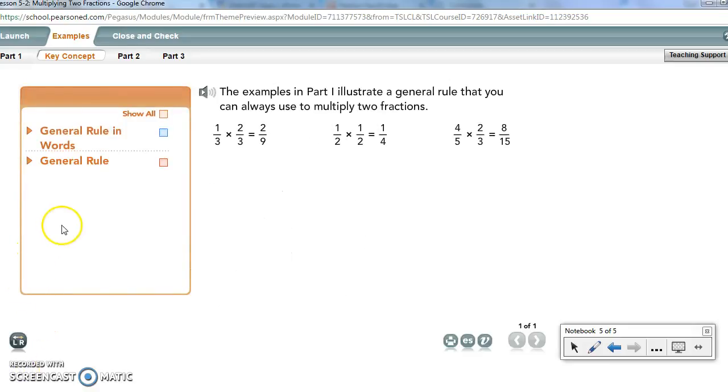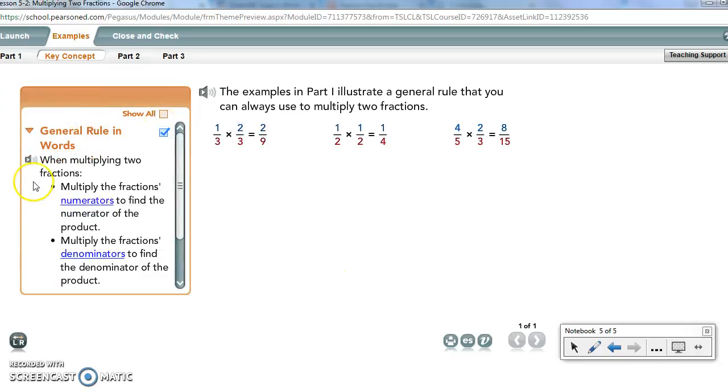All right, so for this, you're going to notice that they multiply the numerator by the numerator and the denominator by the denominator. So 1 times 2 is 2, 3 times 3 is 9. 1 times 1 is 1, 2 times 2 is 4. 4 times 2 is 8, 5 times 3 is 15.